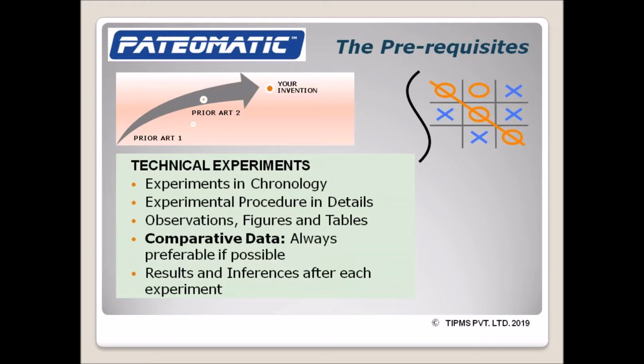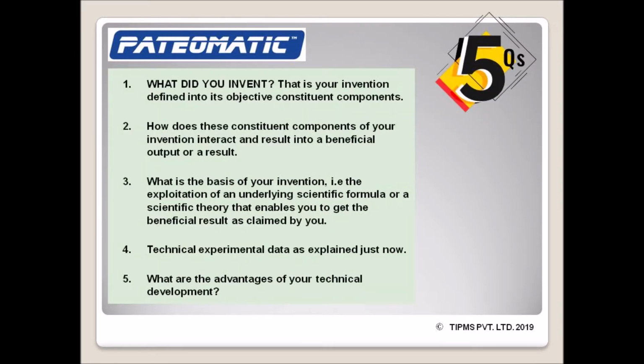Number 4. From the technical observations and results obtained thereof, you should also identify at least 2 to 3 advantages, those of which are actually the solutions to the above problems identified by you based on the results of your experimental data. Now that you know about the prerequisites of Pateomatic, your attention is invited to the 5 questions needed to be answered in Pateomatic.